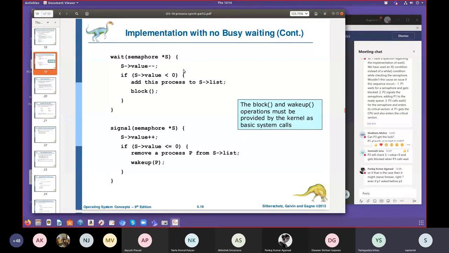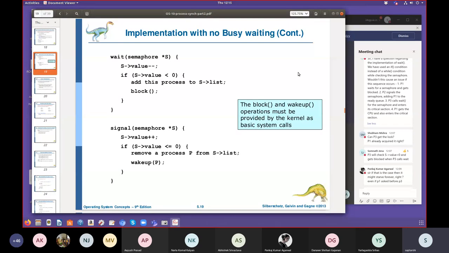Okay, so since P1 had called wait, it had already decremented it to -1. Yes, in the first step, then P2 signals it, so the value gets to 0. Correct. Then P3 calls wait. Yeah, so the value is -1 again. Therefore, P3 cannot enter the critical section. Exactly. I made that mistake. I didn't consider the decrement in P3. Okay, thanks, Shubham and Somnath, for clarifying.